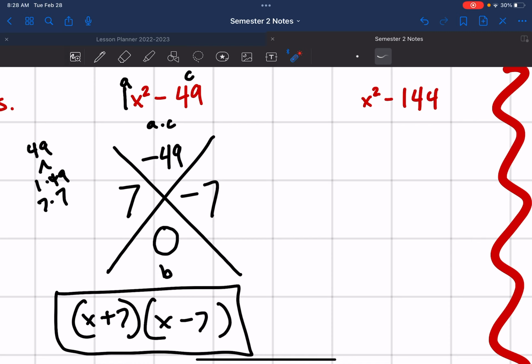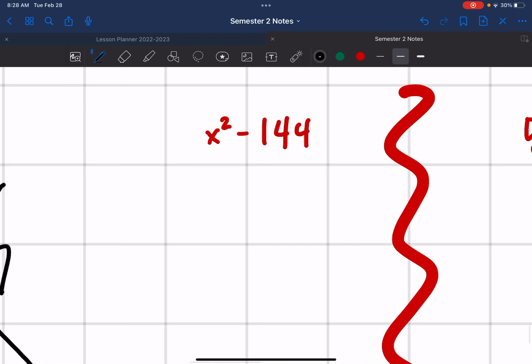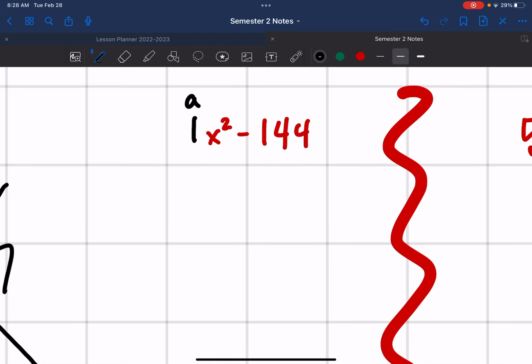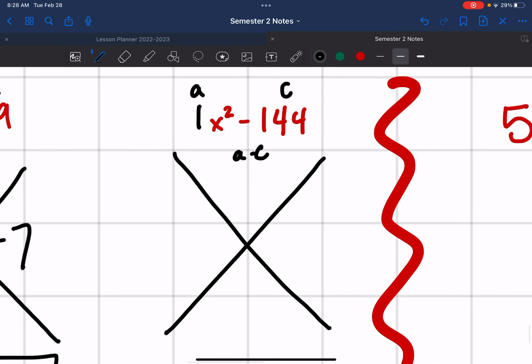Let's go over one more. We have x squared minus 144. Again, I have my a, I have my c. I am missing my b. That's all right. I'm going to put a times c at the top, b at the bottom. I know that 1 times negative 144 is going to be negative 144. And I also know that my b is missing completely. It is 100% gone. So I'm going to put a 0 there.